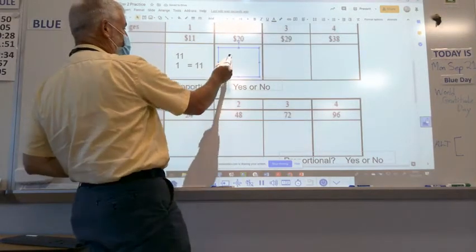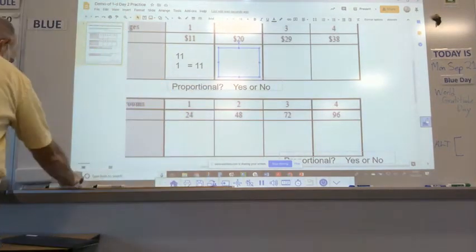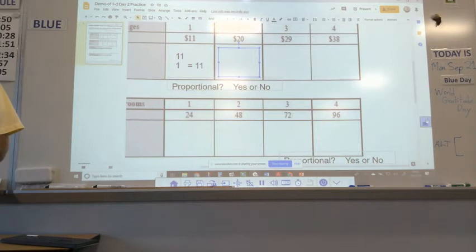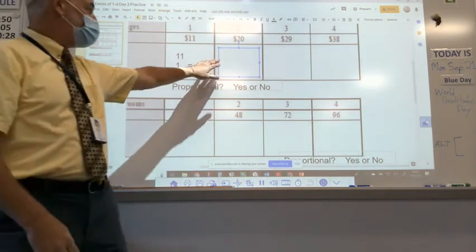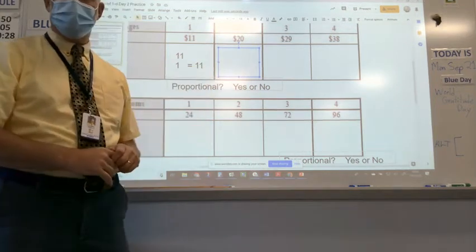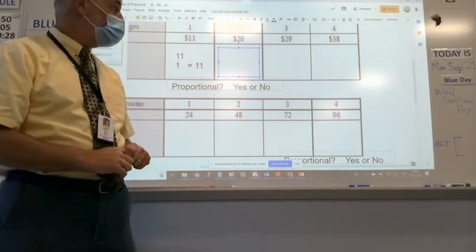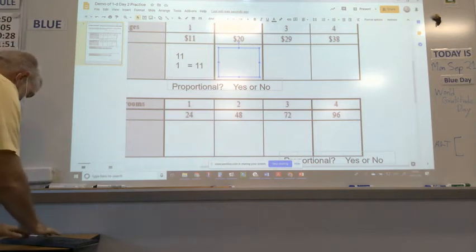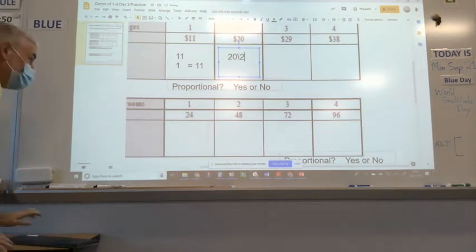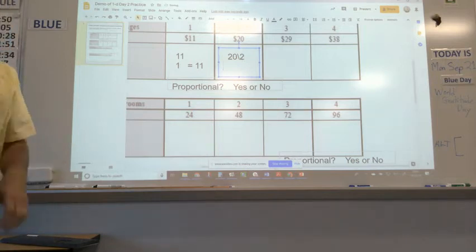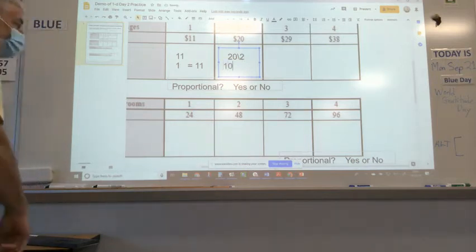In this text box, I'm going to type in what? What division am I going to do in this text box? 20 divided by 2. You could write it like this too. It's kind of easier. Right? 20 divided by 2. And what does that come out to? 10. Right? Shouldn't need a calculator for that one.